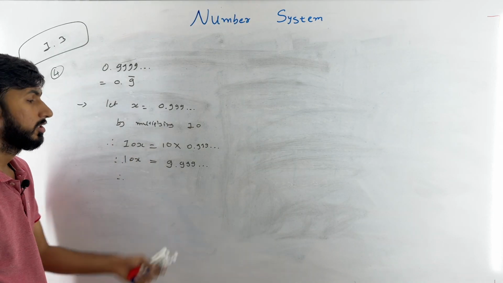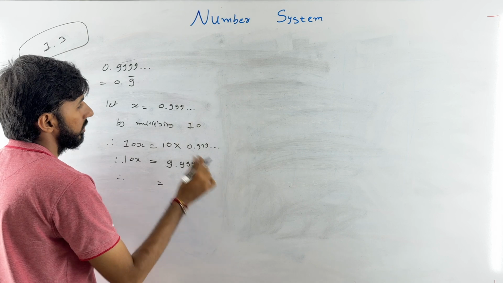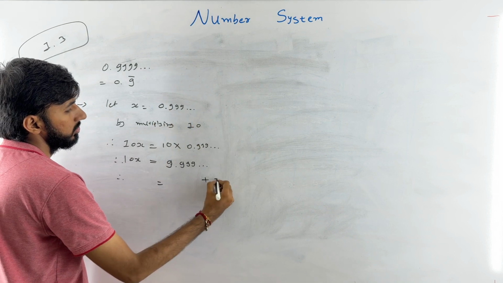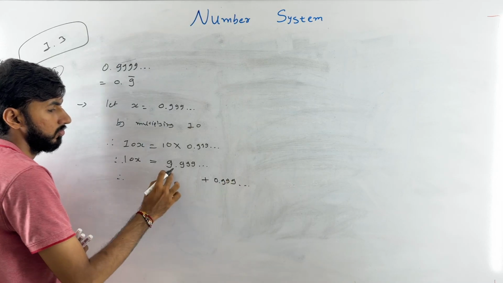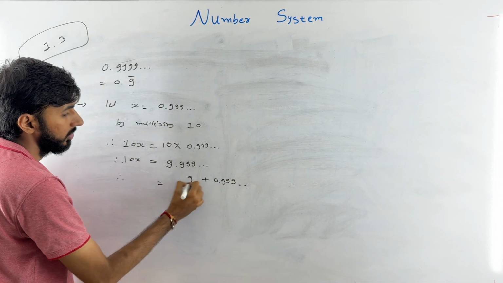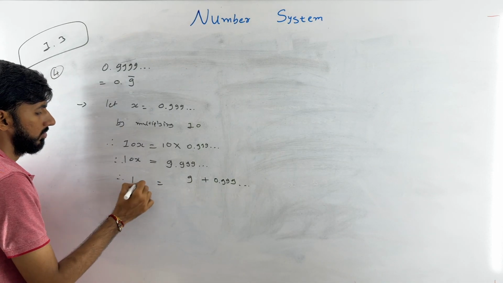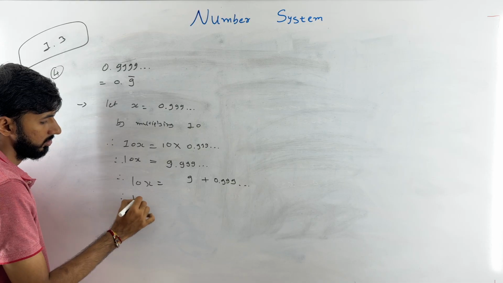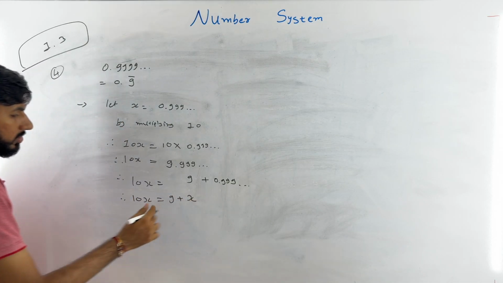Now the very most important step: I have to separate this number in such a way that I can use x here. So let me write x as it is, and that is 0.999... What number do I have to write here, such that if I add these two numbers, my answer will be this? Simple, I just have to add 9. Now here 10x as it is. So 10x equals 9 plus x, because I can write x instead of this.